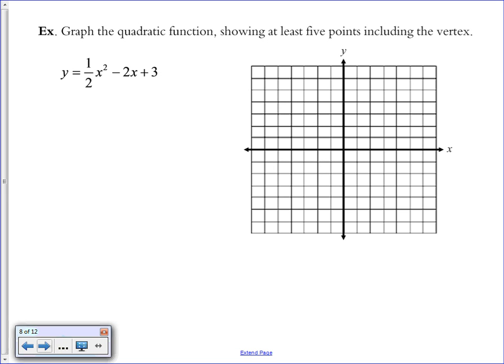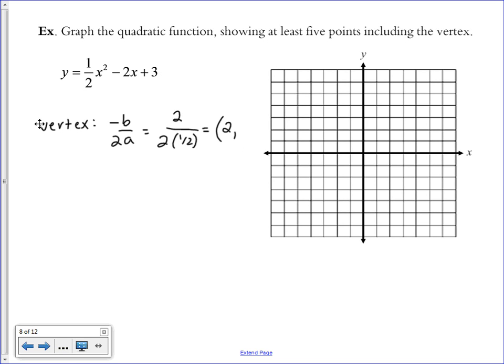So here's the example. We're going to graph it showing at least 5 points, including the vertex. So the steps I said were, you want to find the vertex first by doing negative b over 2a. And you'll plug in positive 2. 2 times a half is just 1, so this ends up being 2 divided by 1, which is just 2. Remember, that's only the x value of the vertex, so you'll need to plug that back in to find the y value that goes with it.